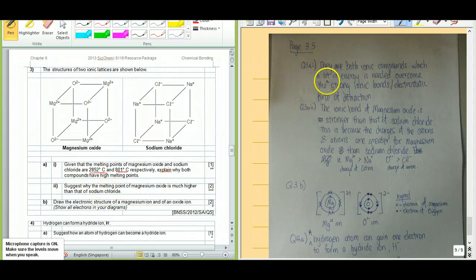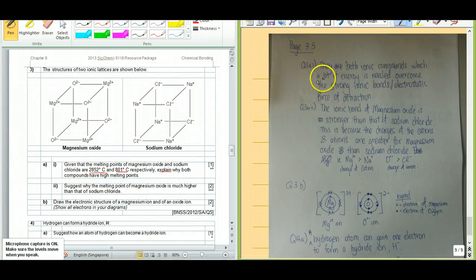In actual fact, high melting and boiling point means a lot of energy is needed to overcome the strong ionic bonds, or we can term it as strong electrostatic force of attraction. Just take note of these two terms here. When we talk about melting and boiling point of ionic compounds, we talk about a lot of energy needed to overcome strong ionic bonds, or the strong electrostatic force of attraction.